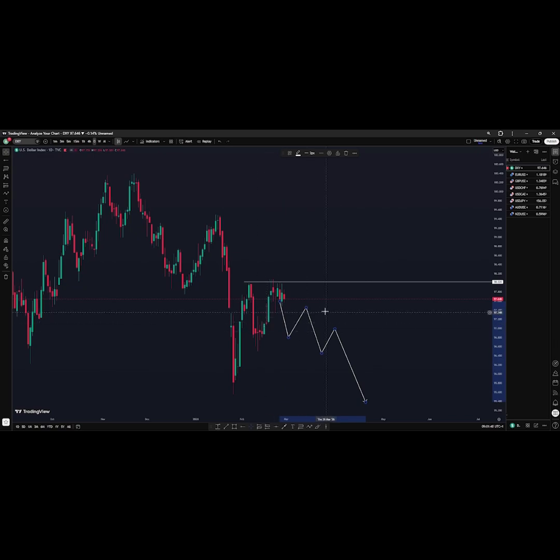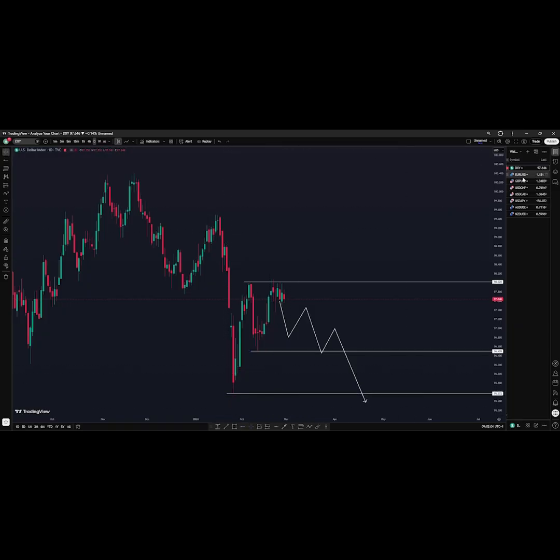So if this is what I'm expecting, where are the targets for the trade? My trade idea will be for this to first of all take out this low here. This will be the first target. And after that, we can head over to this low here. Those are my targets for this trade.